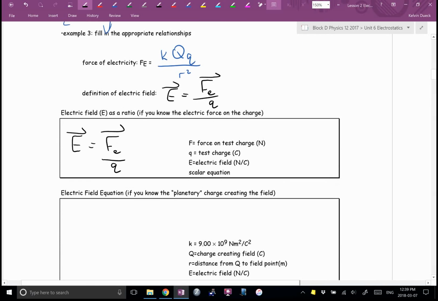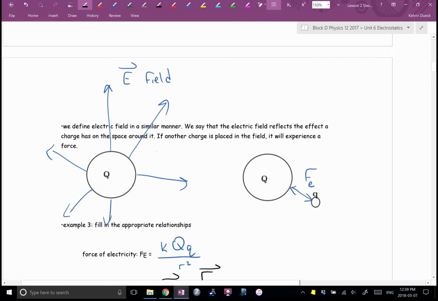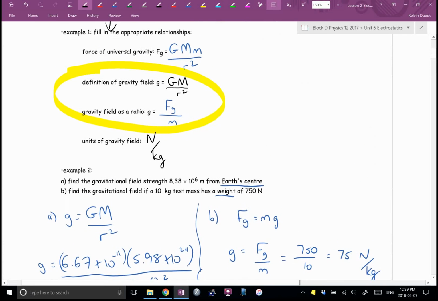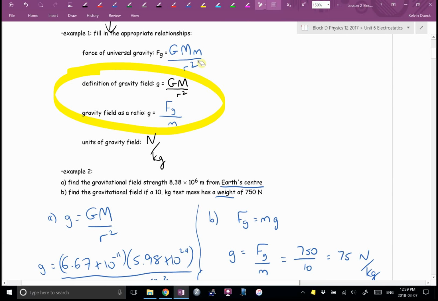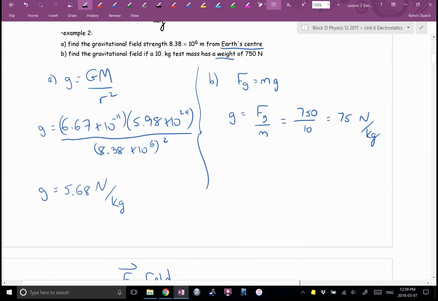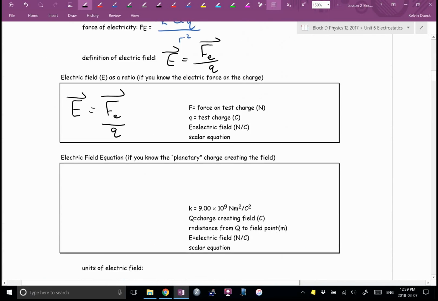Or if I use the same trick of saying, take this equation and cancel out a Q, the same way as we said you could take this equation and cancel out an M to get that. If I know the planetary charge that's creating the electric field, can you see what it's going to be? K big Q over R squared.